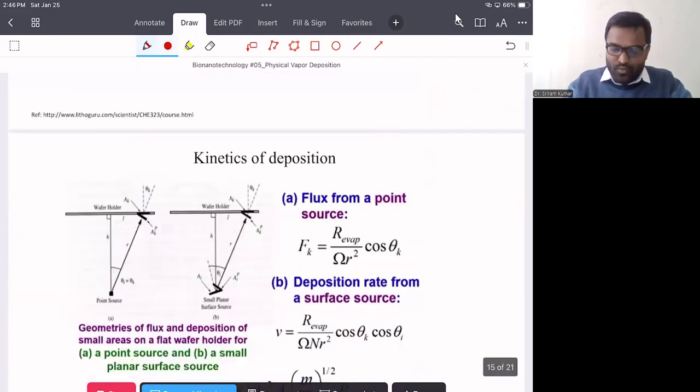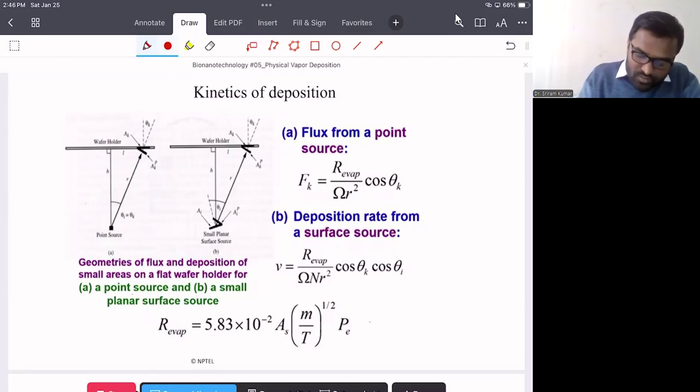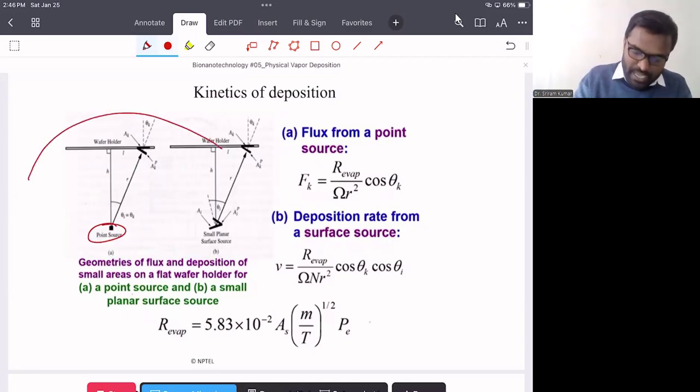Now let's understand what the kinetics of the deposition is and how the kinetics gets affected at different angles. Let's consider one case where we have a point source, and suppose you have this kind of semicircular system where you have different kinds of materials.